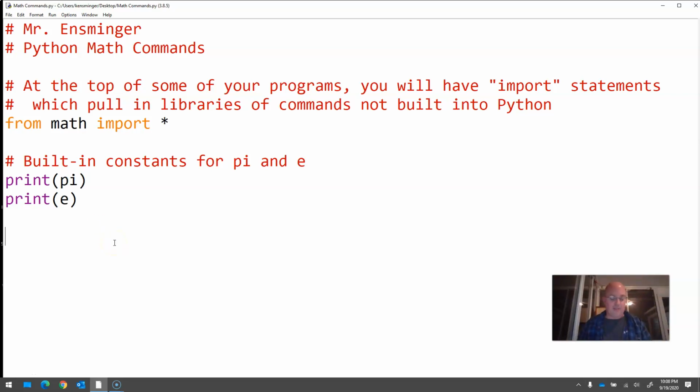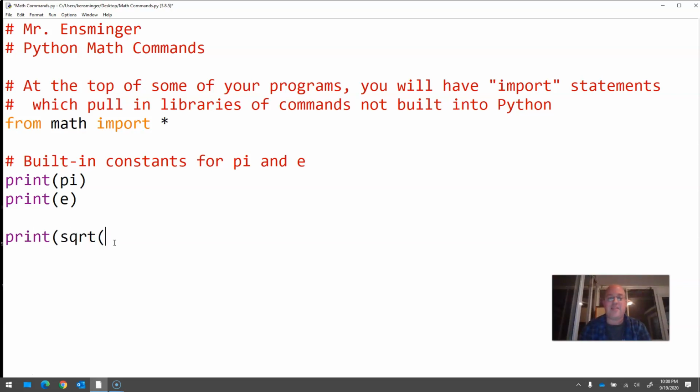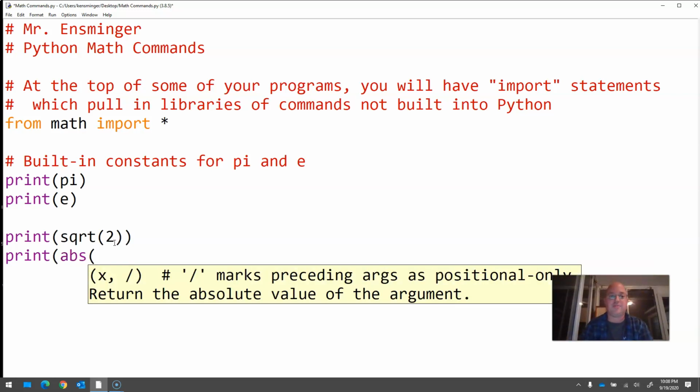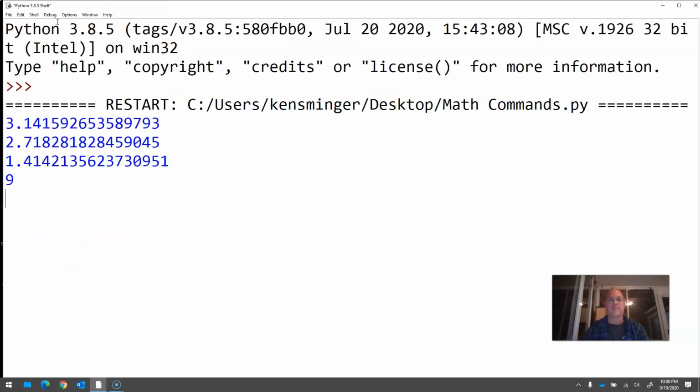All right, so some of the other basic commands. How about square root? Print SQRT, and then let's do the square root of 2. How about absolute value? Absolute value of -9. Okay, those are nice little math commands. If I try that out, absolute value of -9 is 9, and then the square root of 2, 1.414, and so on and so forth.